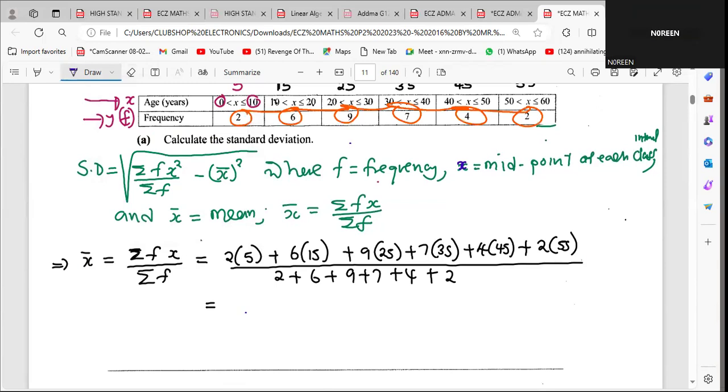Now, these values that are on top, punch them the way they are. Don't change anything. You say 2 open bracket, 5 close, plus 6 open bracket, 15 close, plus all the way up to 9. Just the top part. Tell me what you're going to get.